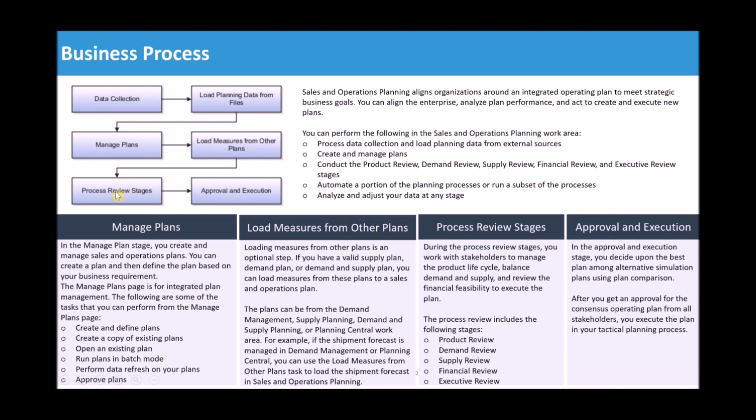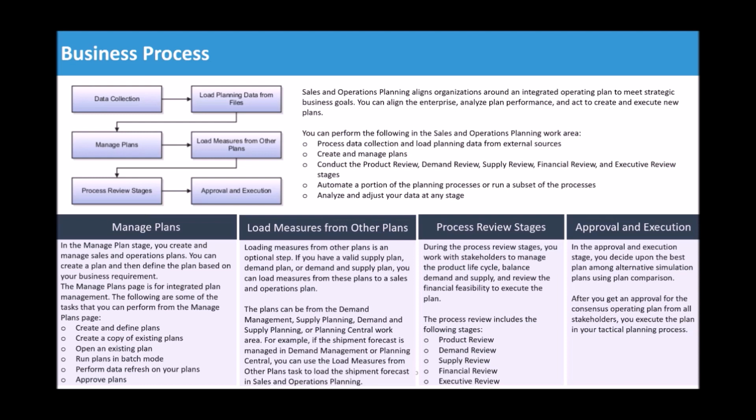Next, process review stage. This is the core functionality of SOP. This is something different that didn't exist in demand planning or supply planning or demand and supply planning. And in the process review stage, we get approval from various departments that I've already mentioned several times. So this is the process review step. It is a collaborative stage where you involve all the people who need to be in the loop when it comes to sales and operation planning.